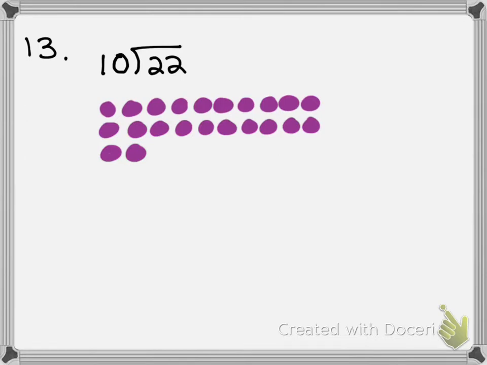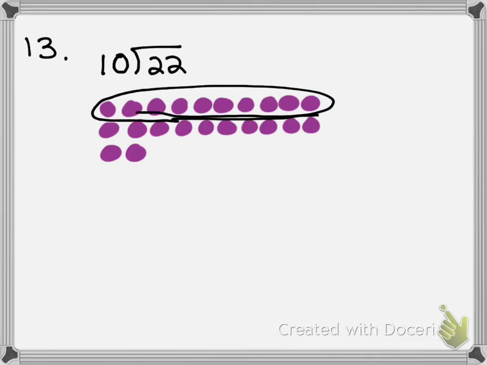Okay, so let's see, how many groups could I make? There's one group of 10. I can for sure make one group. And there's another group of 10 right there. I can't make a third one. I don't have enough. So I can make 2 groups of 10. How many do I have left over? I have 2 left over. What's the word that we use for that? Remainder. And so right beside the answer, I put 2 groups, remainder.